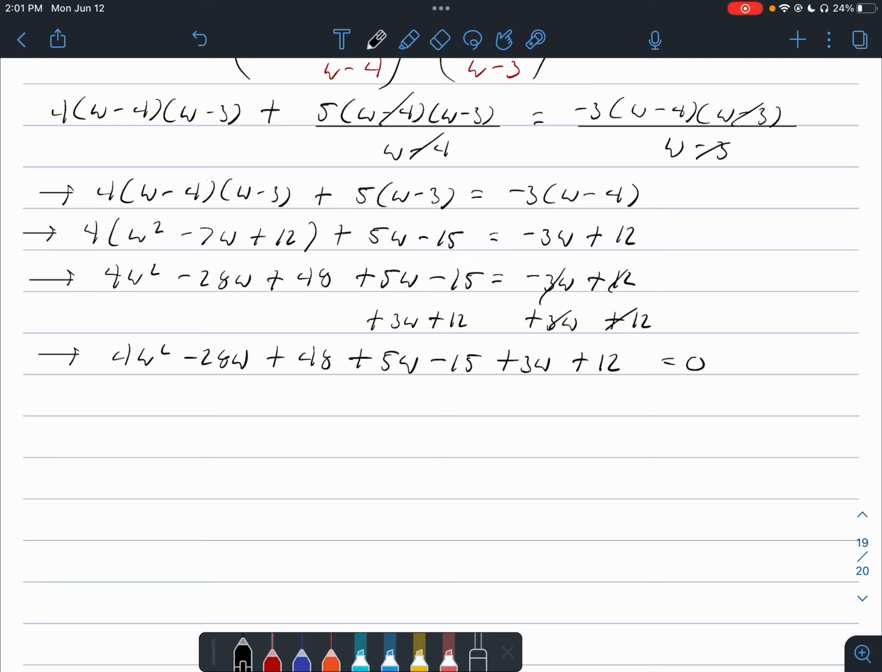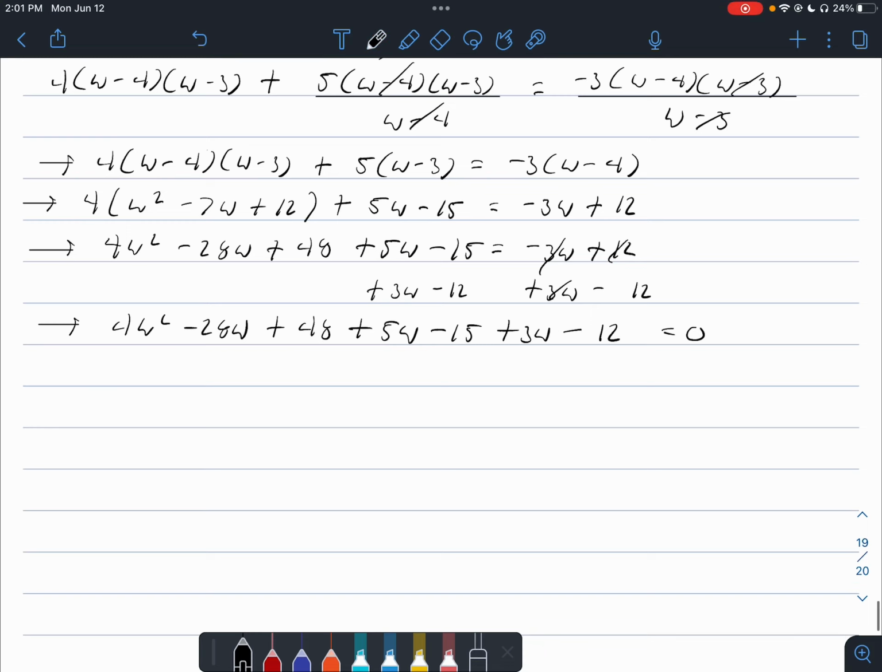So the mistake I made was right here. I added 12 to both sides when really I should have taken away 12 here. So this should be a minus 12. Okay, should be a minus 12. And therefore this should have been a minus 12.